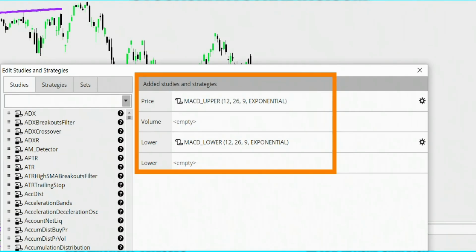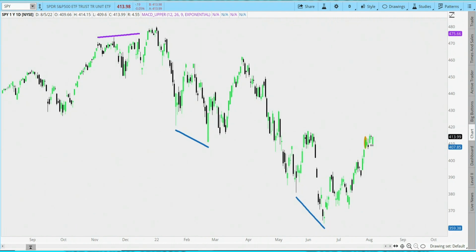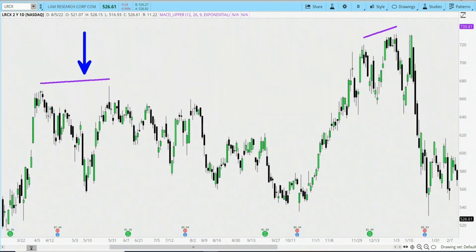Because they're two studies showing you the same thing, I'm going to remove the lower study so we can focus in on the charts. MACD Divergence is fantastic at finding double tops. This double top resulted in a massive sell-off. It also works on broadening patterns as price action kept going up, setting up for a massive sell-off.